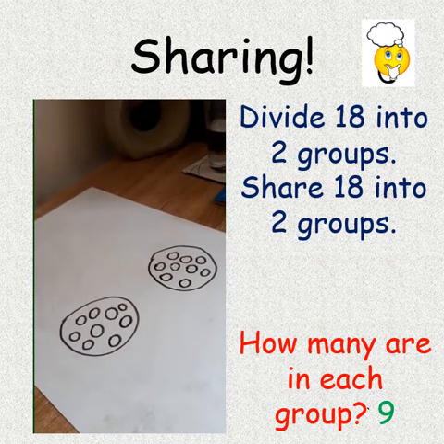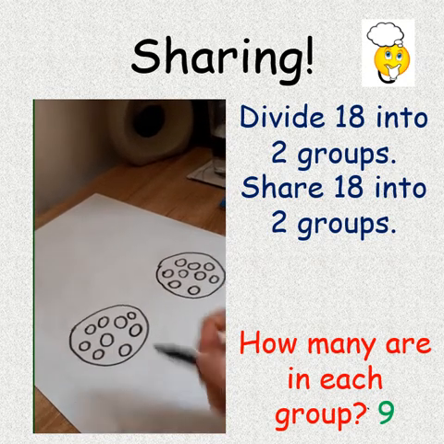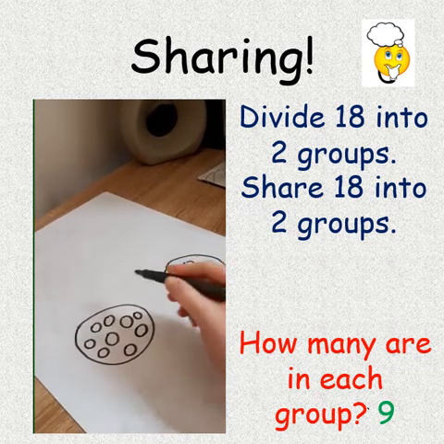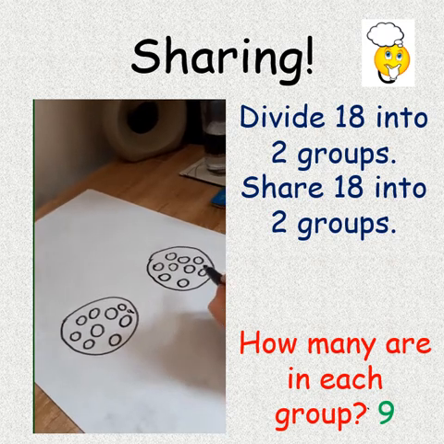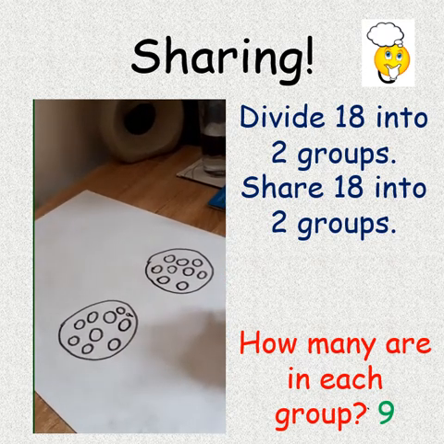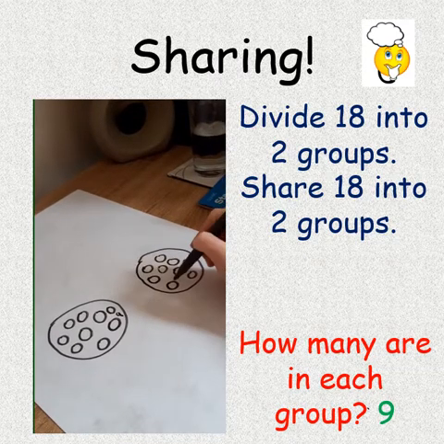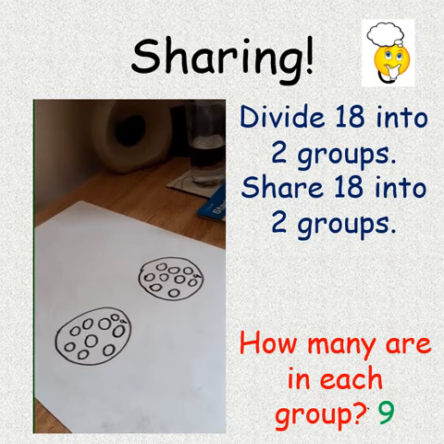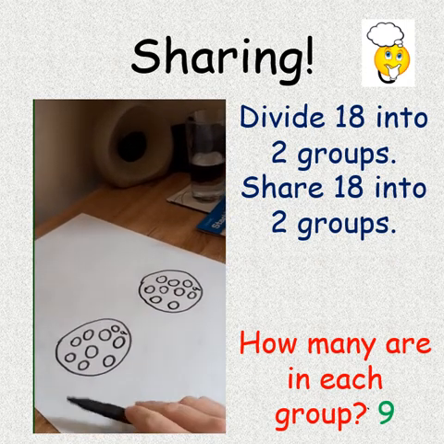Right, and I need to check to make sure they're equal, and this is a really important step. 1, 2, 3, 4, 5, 6, 7, 8, 9. I write 9 there, and I need to check this one because if this one's not 9, then I've done it wrong because I know they need to be equal. 1, 2, 3, 4, 5, 6, 7, 8, 9. So I have divided 18 into 2 groups and I've got 9 in each group.